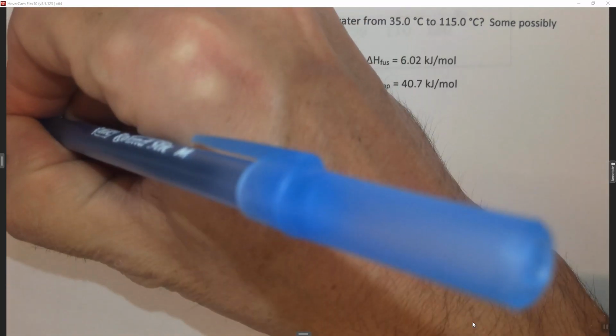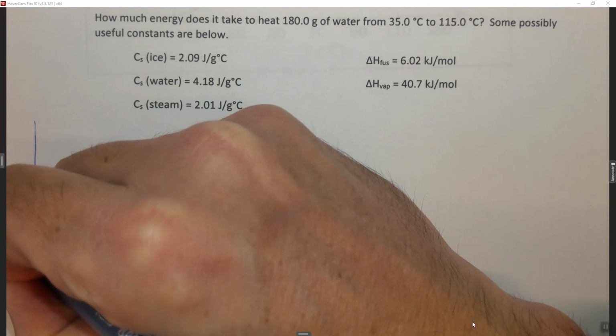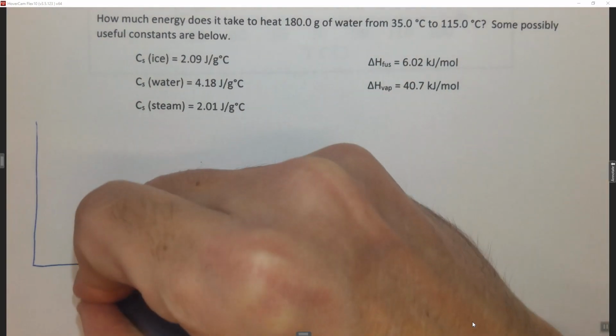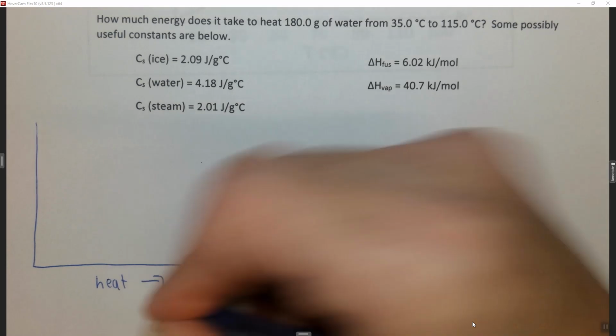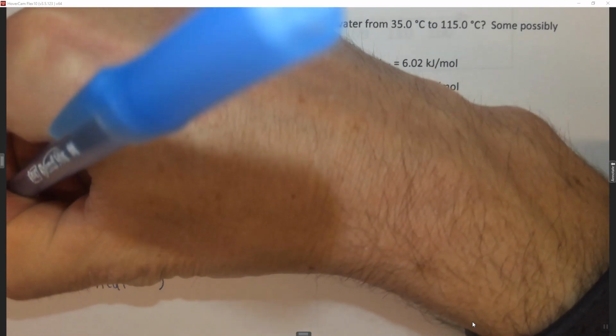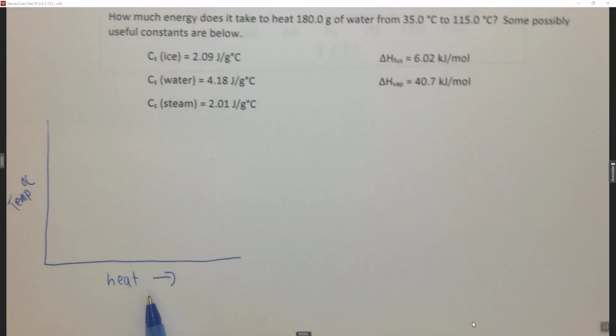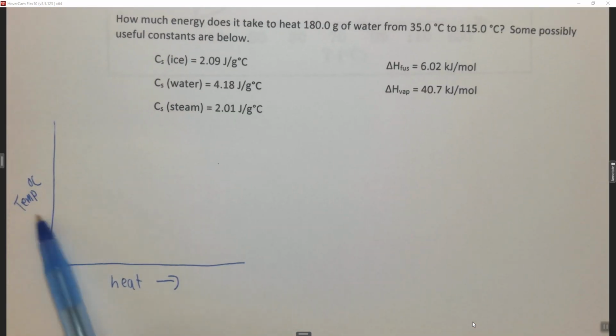So if we look here at a phase change diagram, which is basically what we're doing here, we have heat being added in this direction. And over here, we have the temperature in Celsius. So we're adding kilojoules of heat in this direction, and we're going to have a temperature.